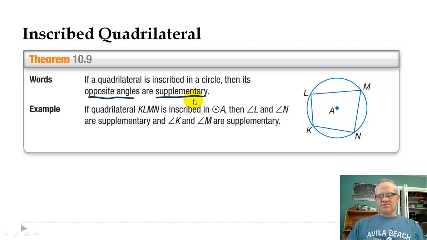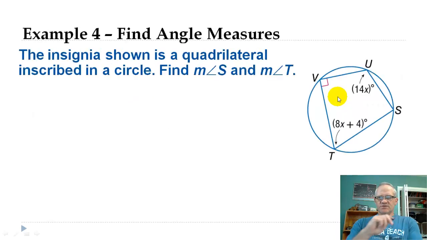If you look down here, L and N are opposite of each other. L and N together will add up to 180, and K and M together will add up to 180. That's the main thing to remember if it's a quadrilateral. So in this situation, we have an inscribed quadrilateral. We're going to try to find S, and then we're going to try to find T.